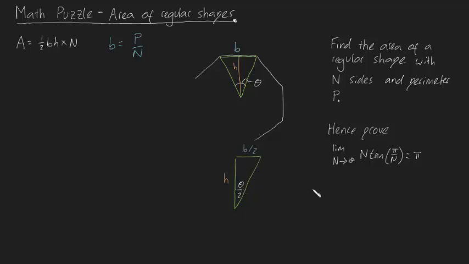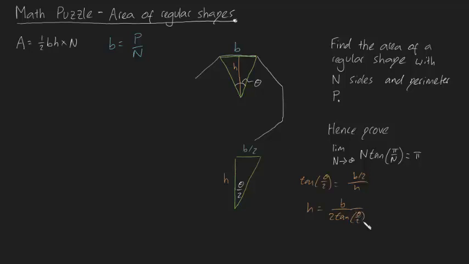So to do that, we need to use trigonometry, and I'm just going to write it over here. We know that tan(theta/2) is going to be equal to opposite over adjacent, which is going to be (B/2) divided by H. And we can solve for H, and we can say that H is going to be equal to B divided by 2 tan(theta/2), like that.